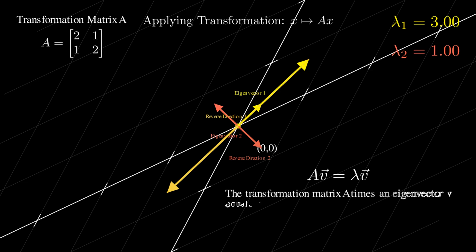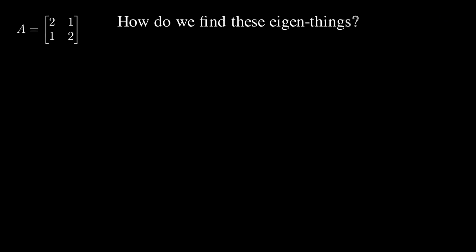This relationship is captured perfectly in the eigenvalue equation. A V equals lambda V. The transformation of an eigenvector is simply a scaling by its eigenvalue. Now let's explore how to find eigenvalues and eigenvectors mathematically.